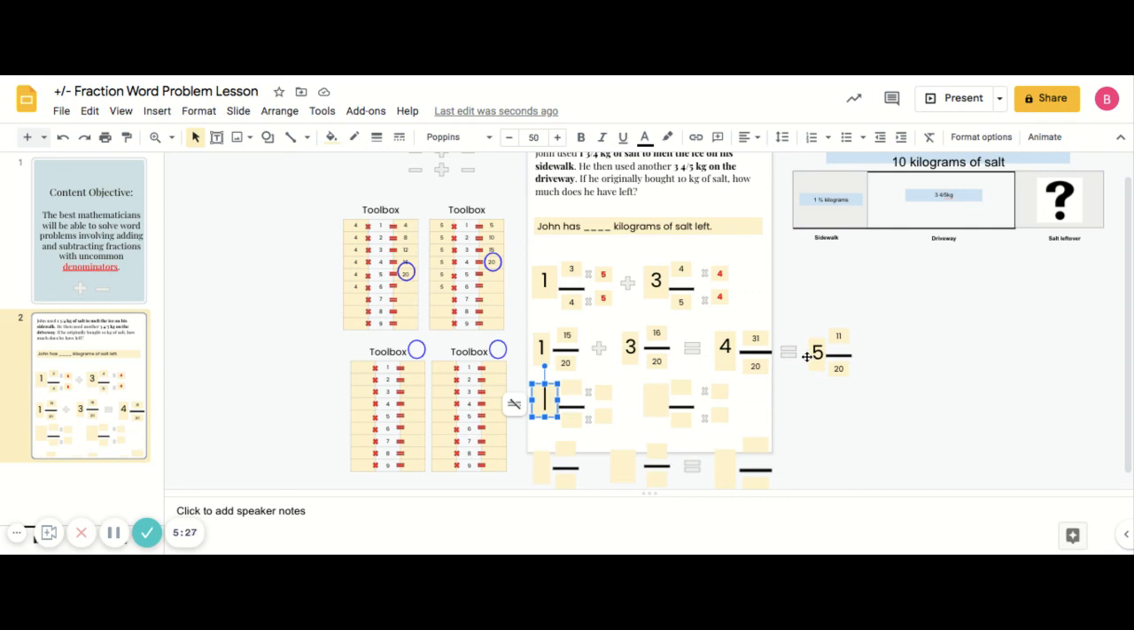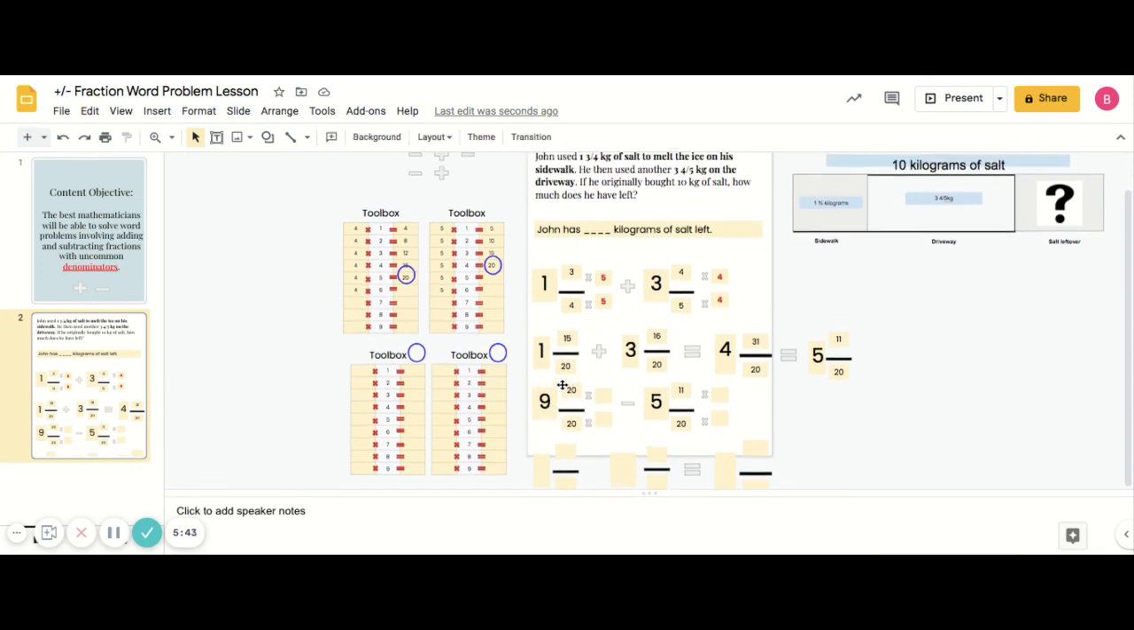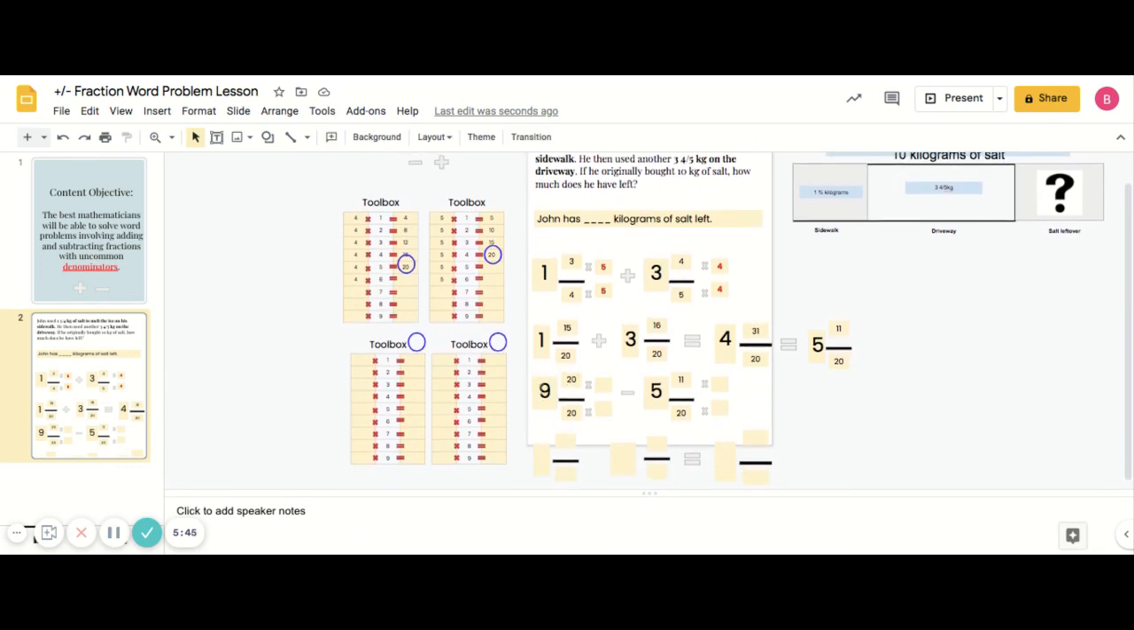Well, originally, John bought 10 kilograms of salt, and he used 5 and 11/20, so we can put that mixed number here, and we are going now to subtract to find our answer. We can break apart our 10 kilograms and make it the mixed number 9 and 20/20, because 20 over 20 is the same thing as 1 whole, and 9 plus 1 is 10.